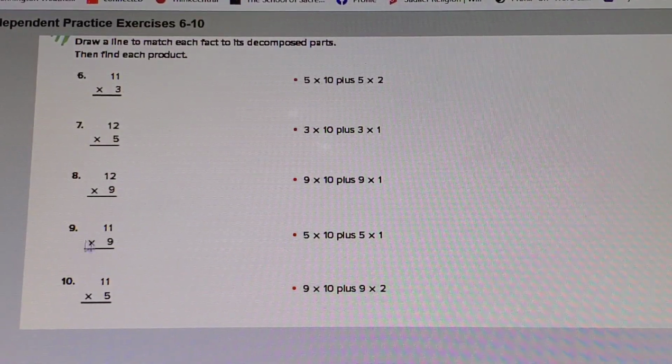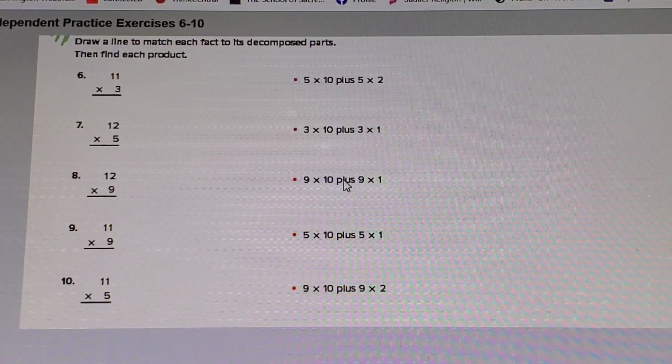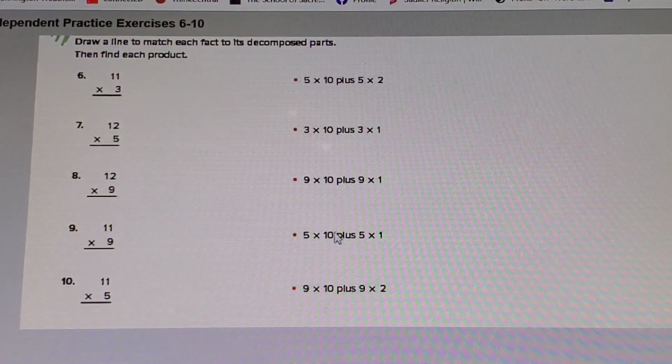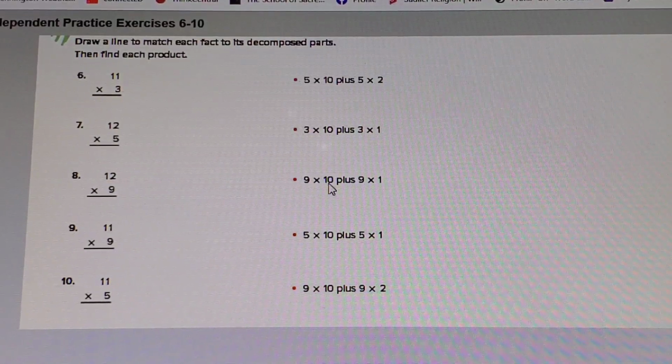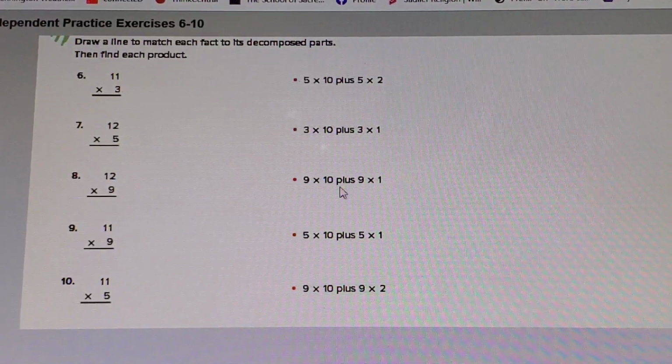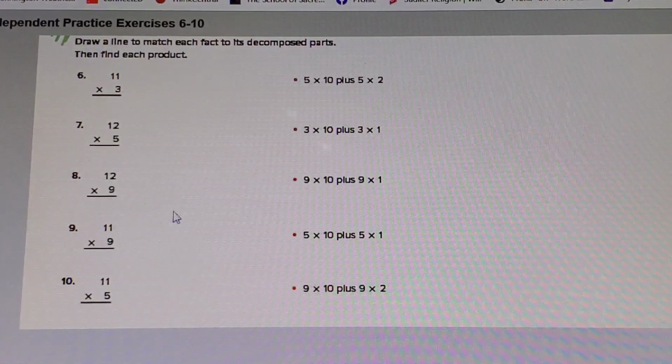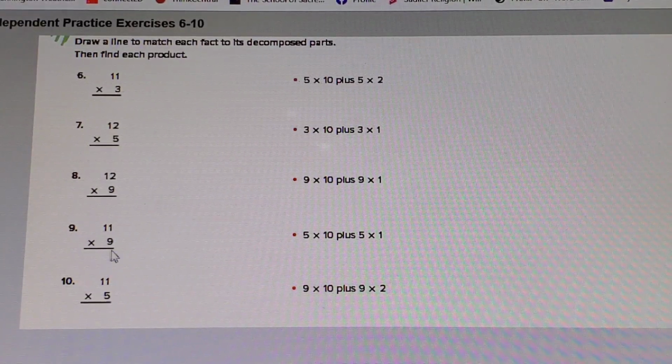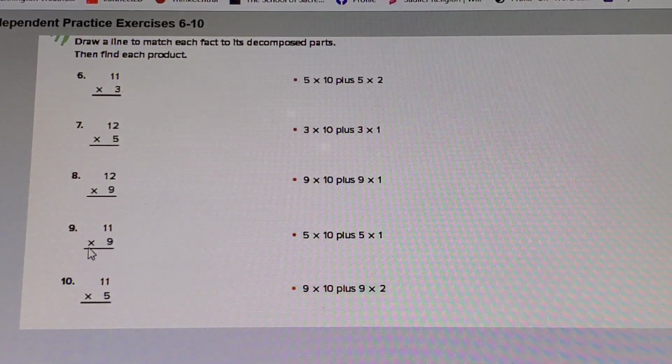Number 9 is 11 times 9. So we have this one left and this one. This says 9 times 10 plus 9 times 1. Well, 10 plus 1 is 11, so it matches here. And you write what you think the answer is for number 9.